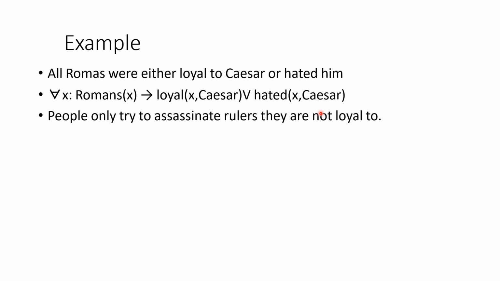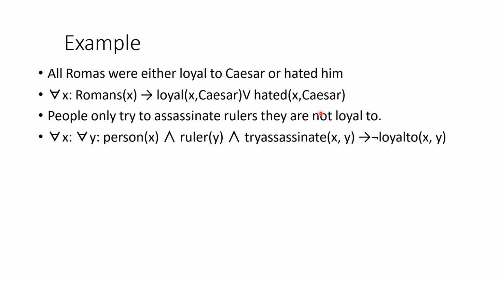Then next is: people only try to assassinate rulers they are not loyal to. So people means we will represent this for all X. X is a person and Y is a ruler, and try to assassinate X comma Y implies not loyal to. So we can represent not of loyal to X comma Y. If Y is not loyal to X, then X will try to assassinate.